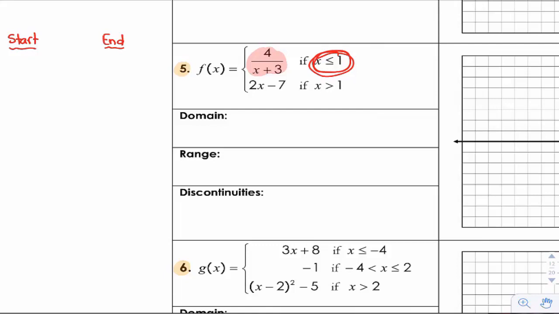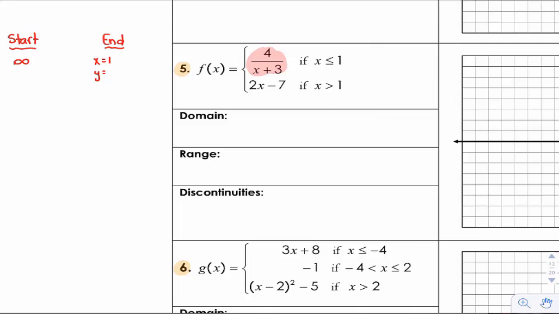So my starting point in this case, notice when I say starting and ending, I'm going from left to right. So as you go to the left, you'll notice on this first piece, my domain is x is less than or equal to 1. So it goes left forever. I don't really have a true starting point. It just goes left forever, so infinity. However, I do have an ending point. My ending point is going to be at x equals 1. So I want to figure out what that y value is for where this ends.